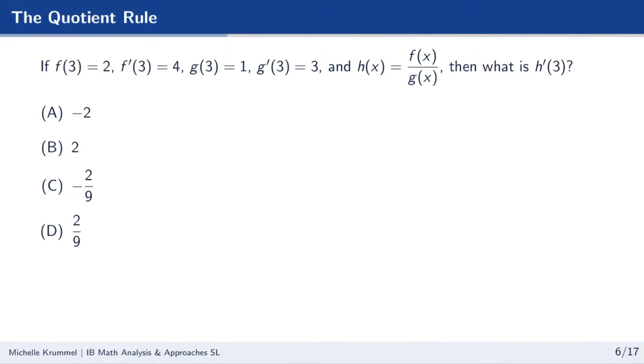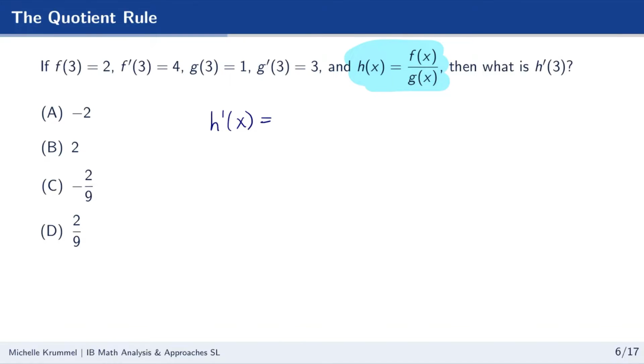If f of 3 equals 2, f prime of 3 equals 4, g of 3 equals 1, g prime of 3 equals 3, and h of x equals f of x over g of x, then what is h prime of 3? To find h prime of 3, the first thing we have to do is find h prime of x. So here is my equation for h of x. We want to find the derivative of that. What is h prime of x?